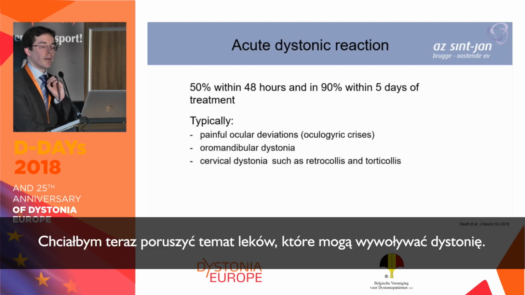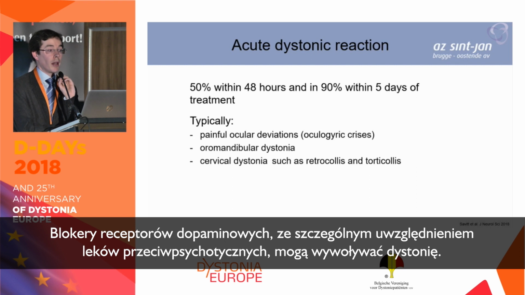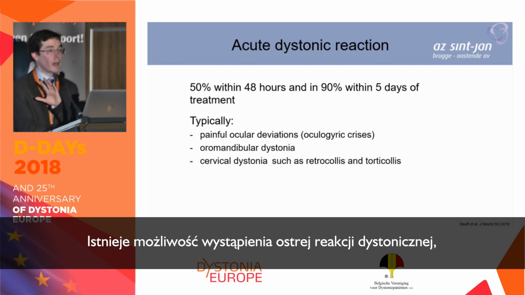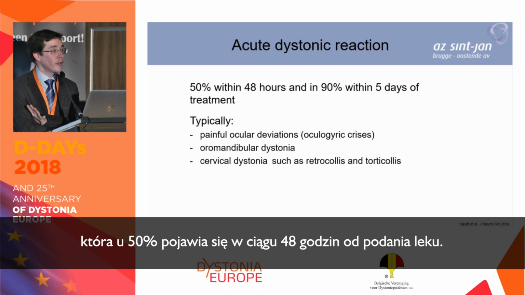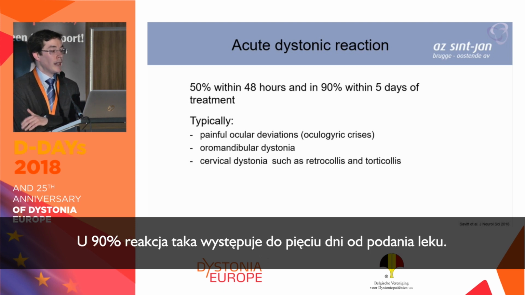I would now like to talk a bit more about the drugs that can cause dystonia. Dopamine receptor blocking agents, especially antipsychotic drugs, can give rise to a dystonia. On the one hand, there's the possibility of developing an acute dystonic reaction. In 50% of the patients, it develops within 48 hours of the administration of the drug, and in 90% within 5 days of treatment.